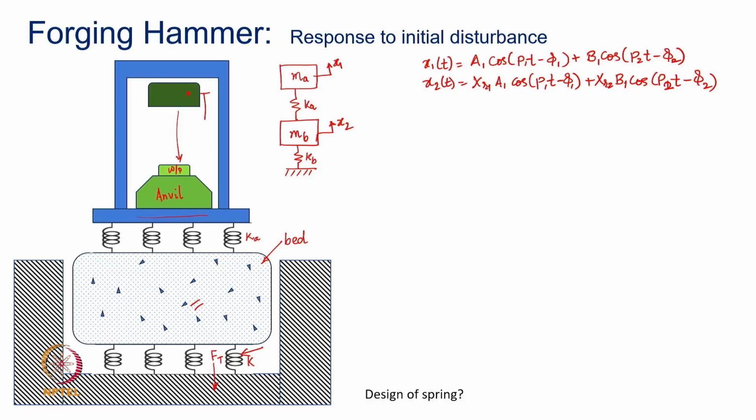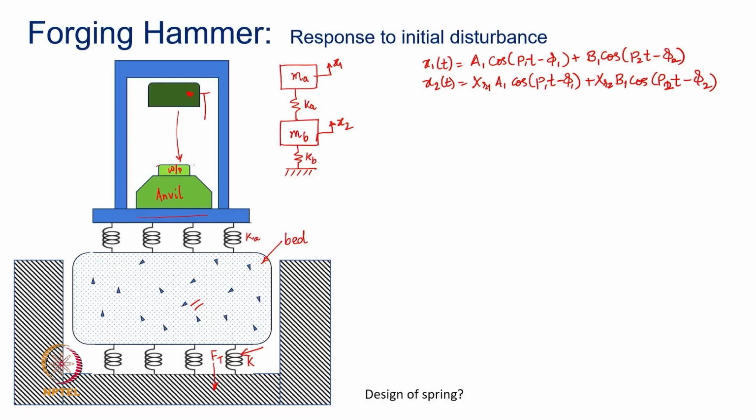The disturbance here is like when the top drops on the workpiece, there is a sudden transfer of energy to the workpiece, and we assume, of course, you can make it a little more complex and a little more involved by looking at what is the coefficient of restitution and how the collision is taking place and whether the collision is inelastic or elastic and so on and so forth.